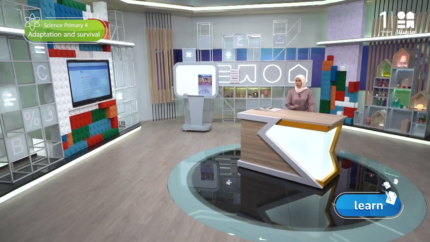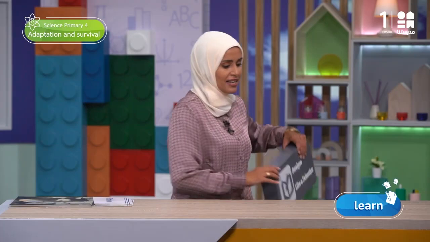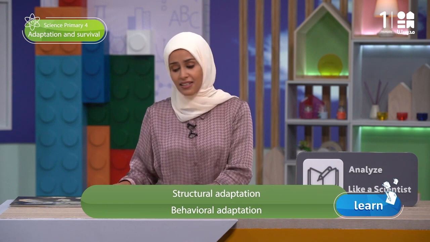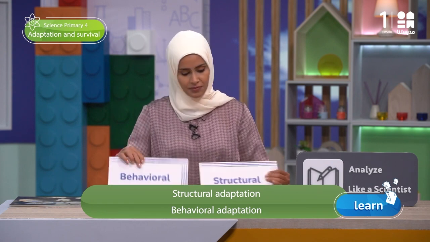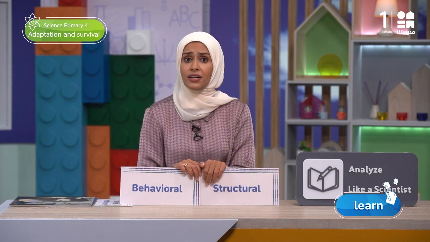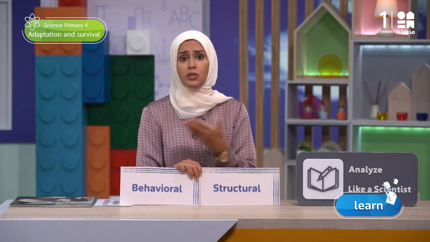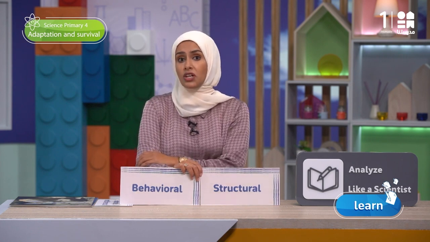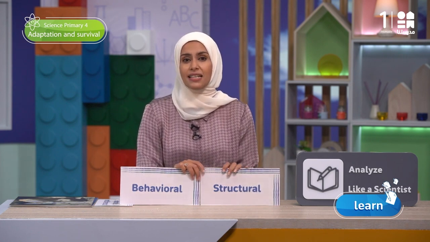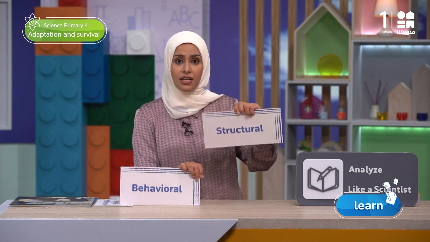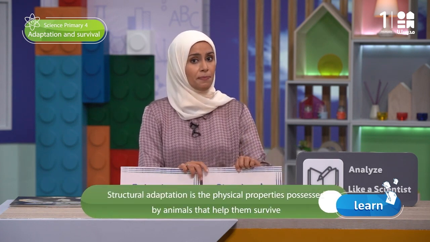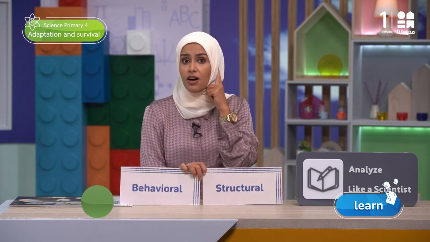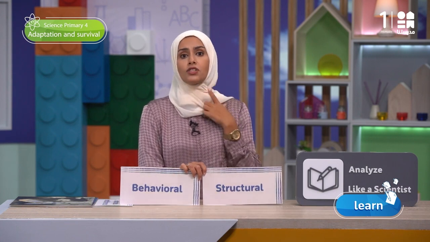In this activity, we will learn two main types of adaptation: structural adaptation and behavioral adaptation. Before we start the activity, let's explain the difference between them. When the adaptation relates to part of the animal's body structure, it means physical characteristic. We call it structural adaptation, like the shape of the penguin's feet, like the color of the polar bear's fur, like the ear of the fennec fox, or even the long neck of giraffe.